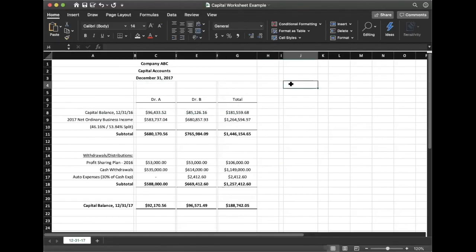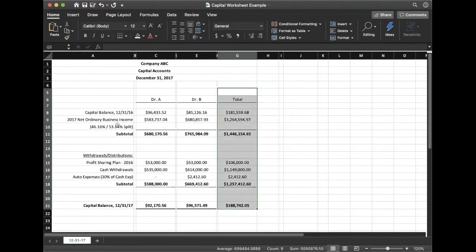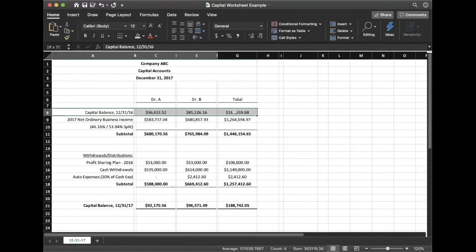This is a capital statement I made for a doctor's office. I just took out the names for confidentiality reasons. We have a company, we call it the capital accounts, and this is as of December 31st, 2017. I have Dr. A and Dr. B, and then the total for all of them. We start with the additions. The capital balance at the end of last year would be the capital for the beginning of this year.